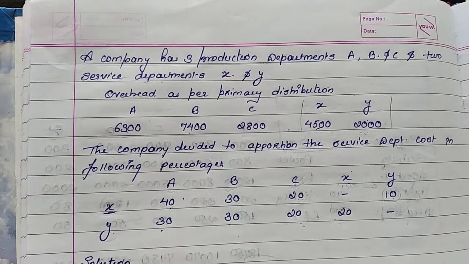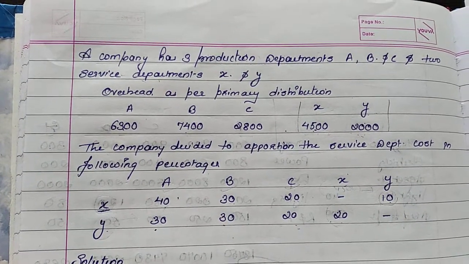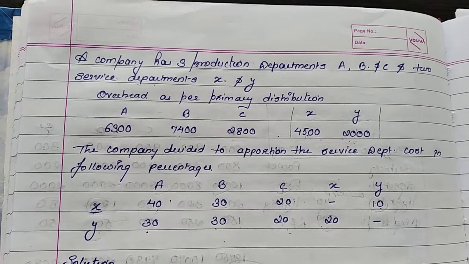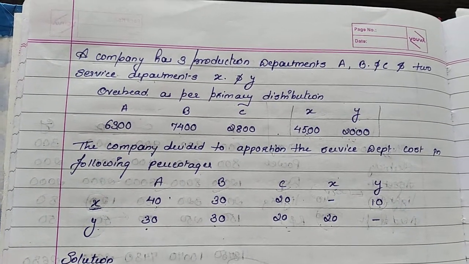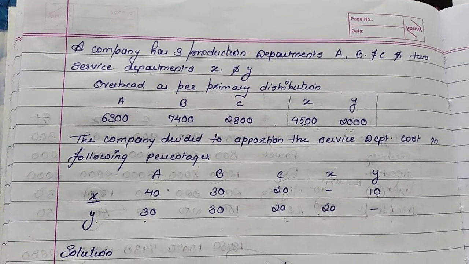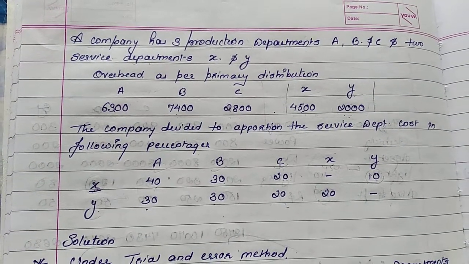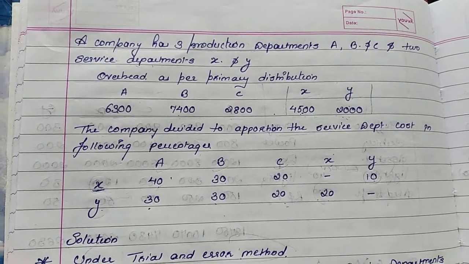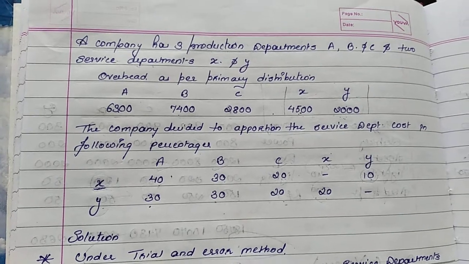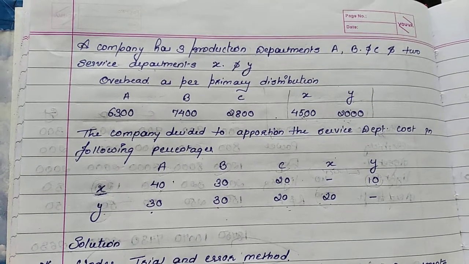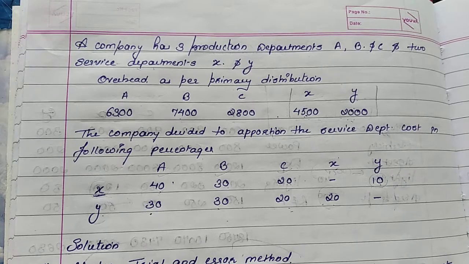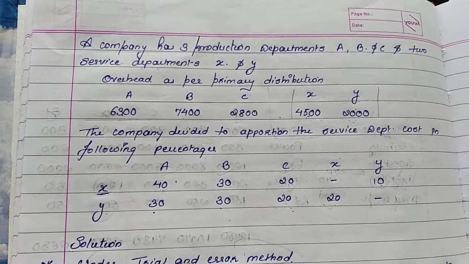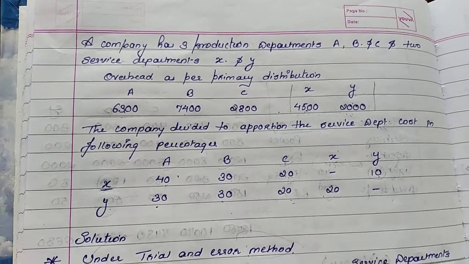Another very important method used in the distribution of overheads under secondary distribution is the simultaneous equation method, and that is what we are going to study today. In the simultaneous equation method, how you form the equations plays a very important role. If you know how to frame your equations, you will find it very easy to apportion the cost of the service departments to the production departments. So we will first focus on preparing the equations.